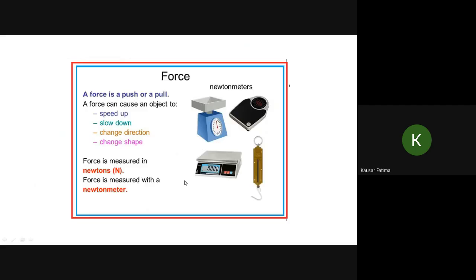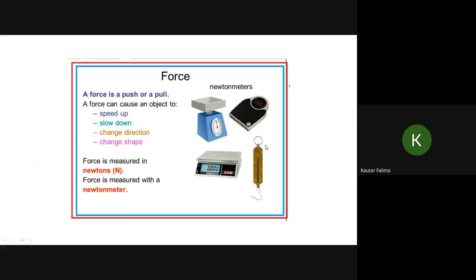So here, what is a force? It is a push or pull. It means behind every type of motion, the reason is a force. A force must be acting on a body, which will cause the body to move, change speed, slow down, or change the direction of motion. Everything which occurs during the motion of the body is due to that force. So force can cause an object to speed up, slow down, change direction, and change shape. Force is measured in Newtons, and force is measured with a Newton meter.